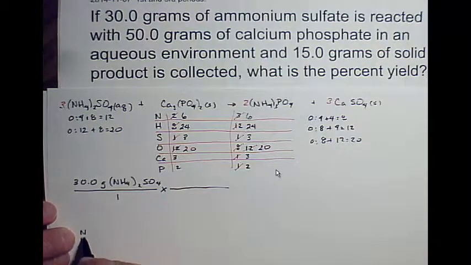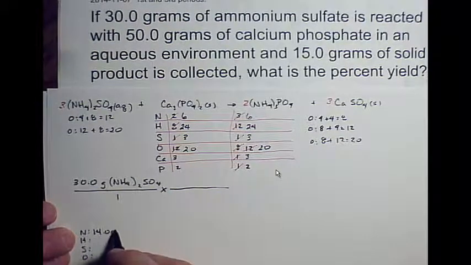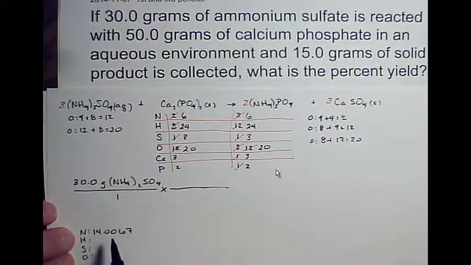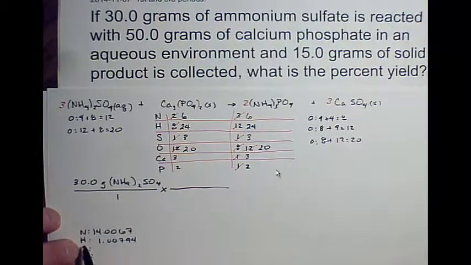I've got nitrogen and hydrogen and sulfur and oxygen. Nitrogen is 14.0067. That's its atomic mass. The molar mass is the sum of all the atomic masses of all the atoms in a formula unit in units of grams. So I've got that. I've got 1.00794 for the atomic mass of hydrogen. Sulfur's is 32.065, and oxygen is 15.9994.